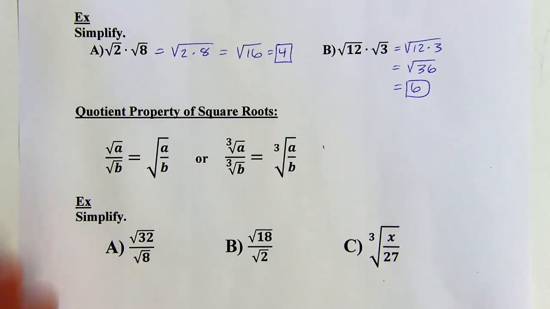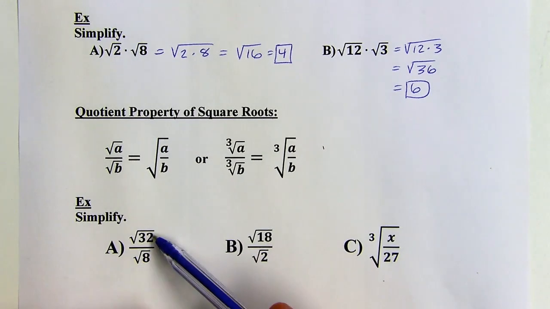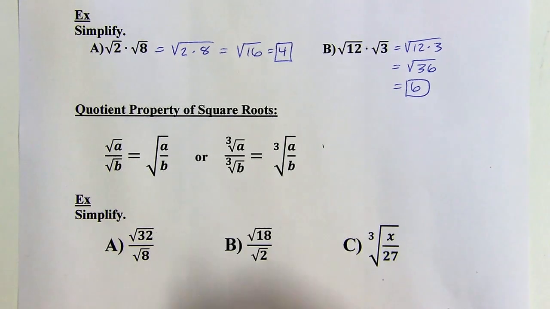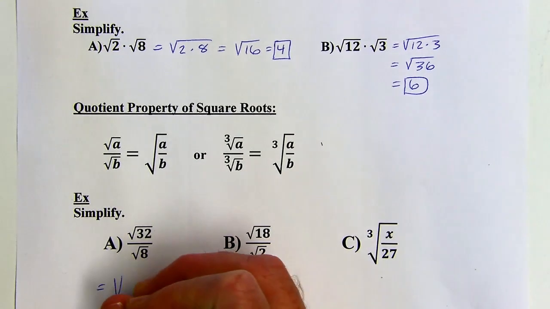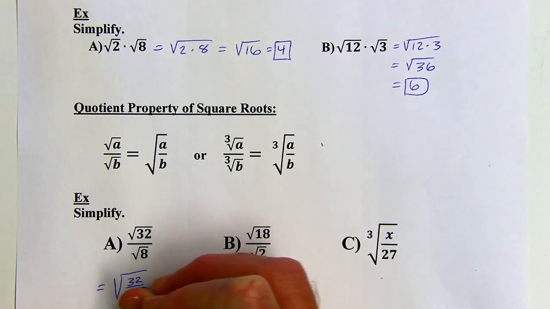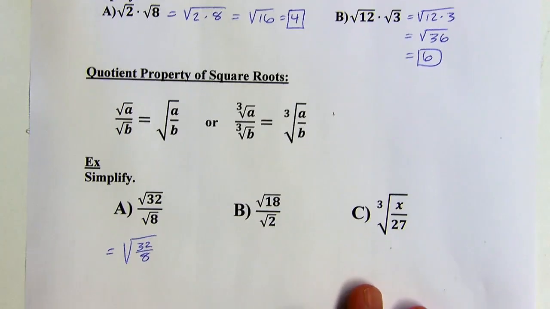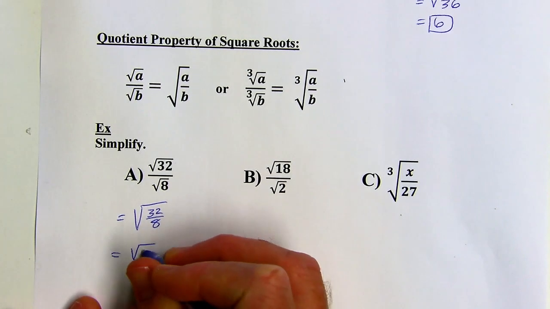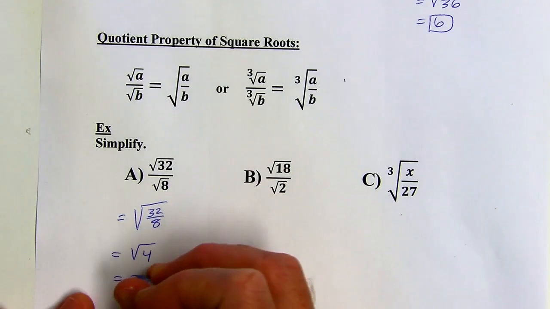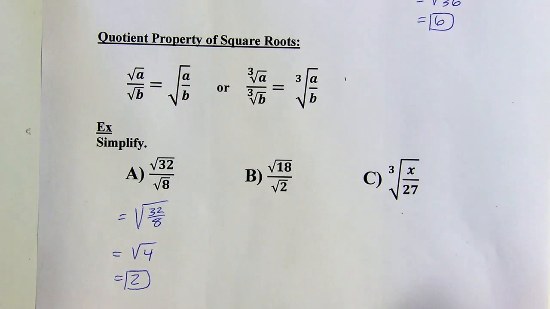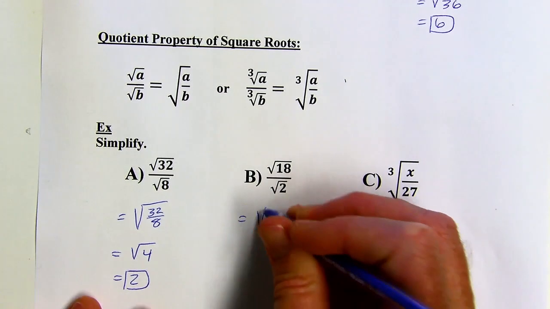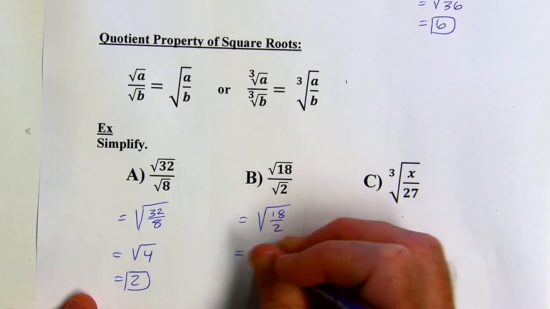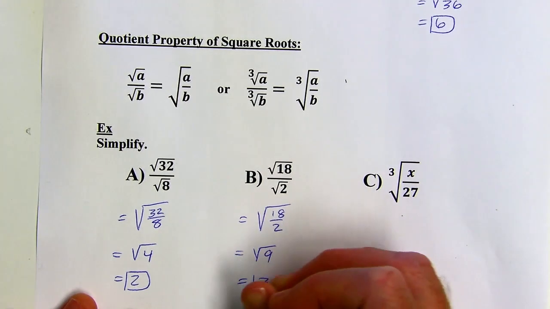So let's try this out. So again, if you put these into your calculator, the different pieces, root 32 would be a decimal, so would root 8. And you could do that and then divide, but you can also say, oh, those are both square roots, so I can write it as just that fraction under a radical. And then 32 divided by 8 is 4. So now I have the square root of 4, which is 2. Okay. So let's try it again here. I can write this as the square root of 18 over 2. 18 divided by 2 is 9, and then the square root of 9 is 3.